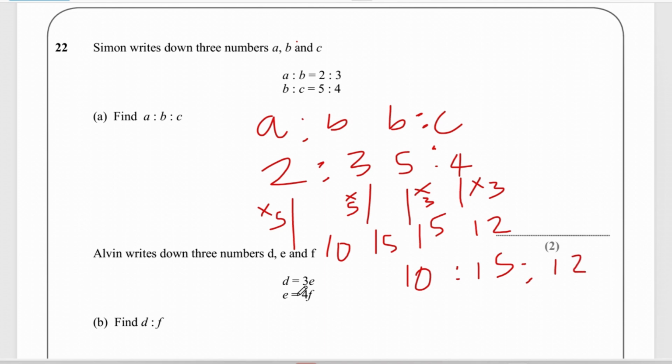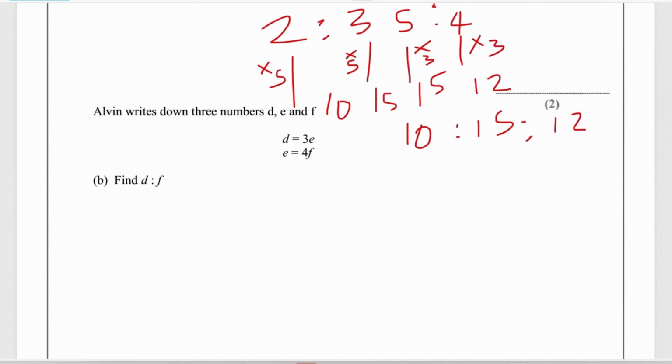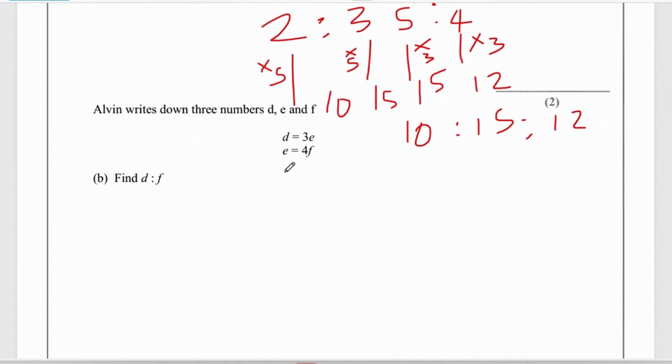Now we go to this next one. D is equal to 3E and E is equal to 4F. How do you solve it? So if you're finding D to F, D is 3E, by the way. And F is E over 4. If you divide both sides by 4 here, F is E over 4 because the 4 was going to cancel. So this is 3E ratio E over 4.